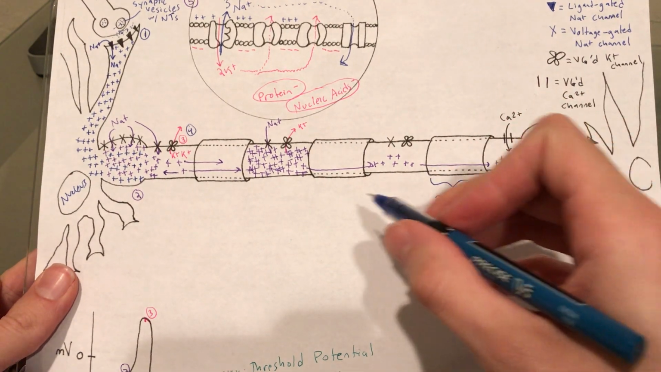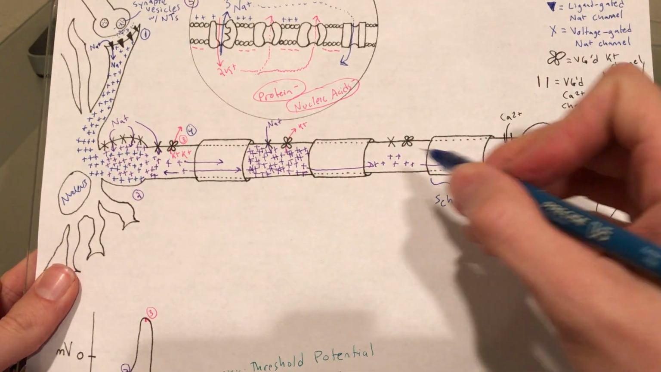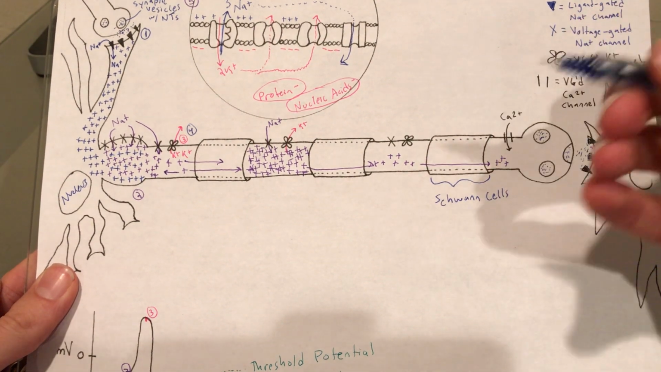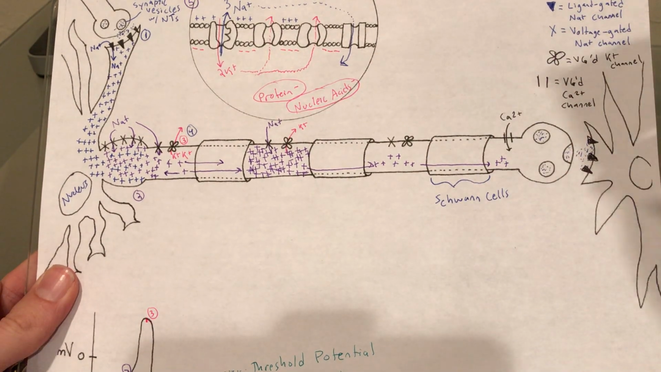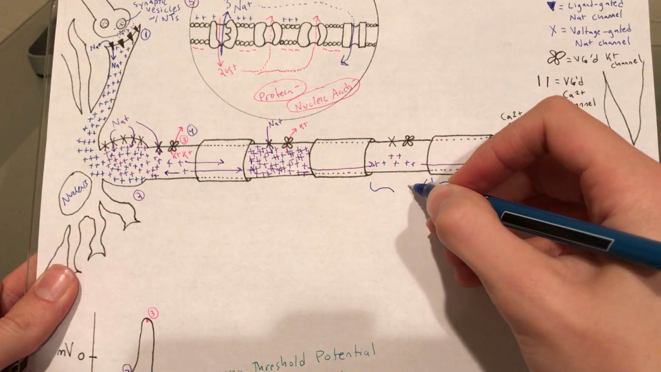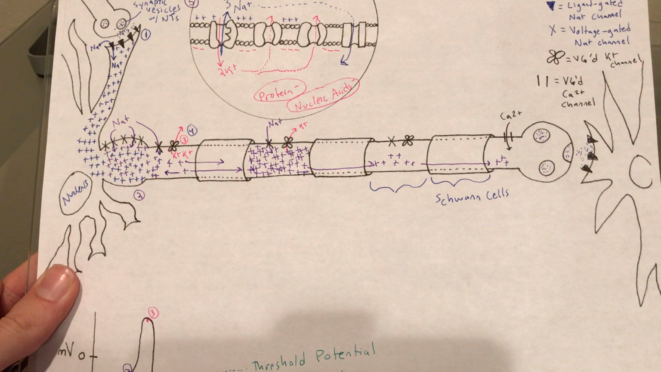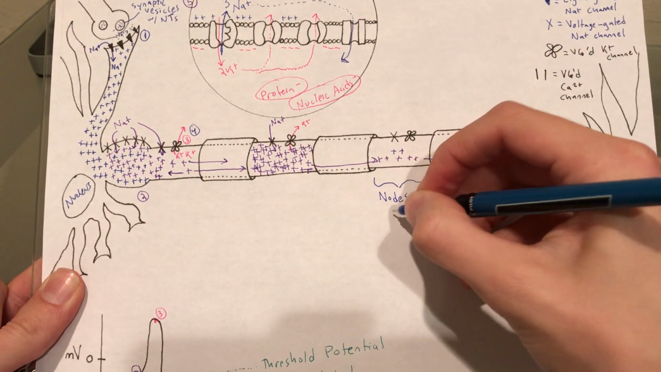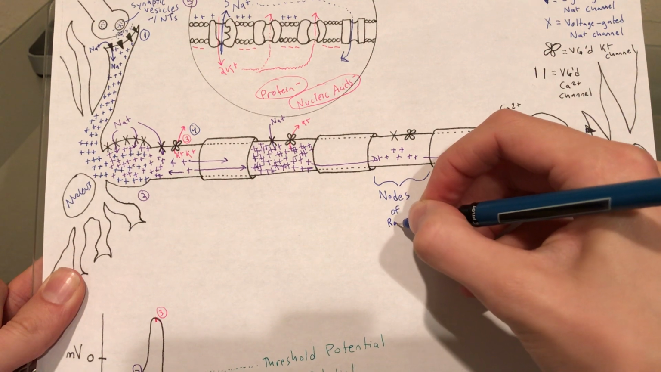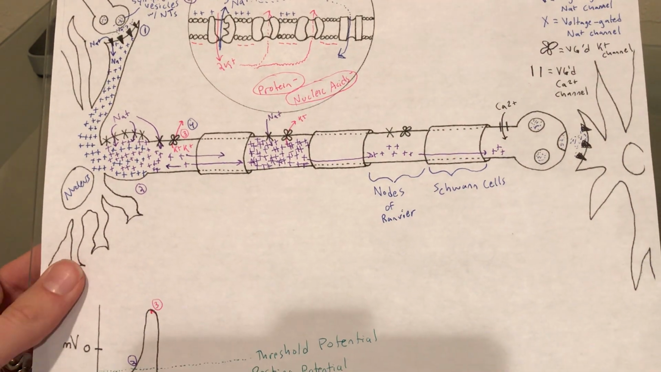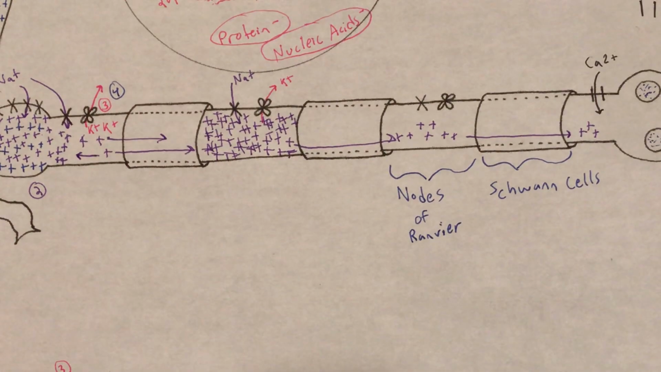And then it's only in between the Schwann cells where that action potential is kind of happening. So these are the in-betweens, and we call them nodes of Ranvier. Nodes of Ranvier.